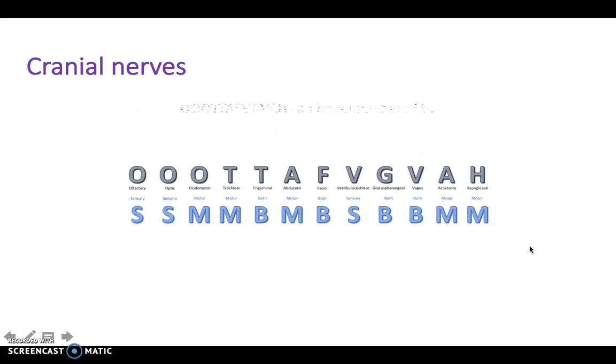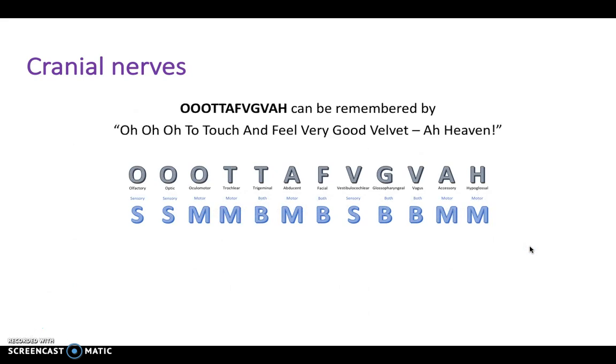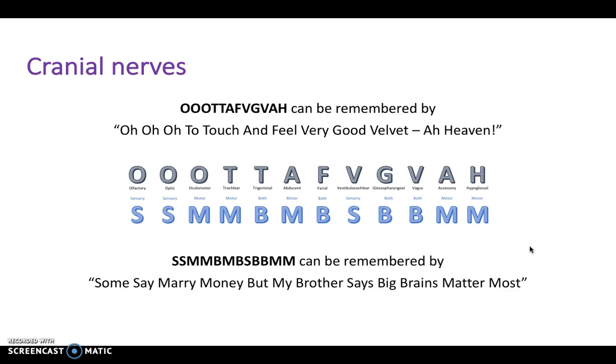So matching those up, we can think of ways in which we can remember them. So the top one is ooh, to touch and feel very good velvet, ah heaven, or I'm sure you have your own ways of remembering that you can find online. Alternatively, you have the bottom ones, which can be some say marry money, but my brother says big brains matter most, as we've just said.